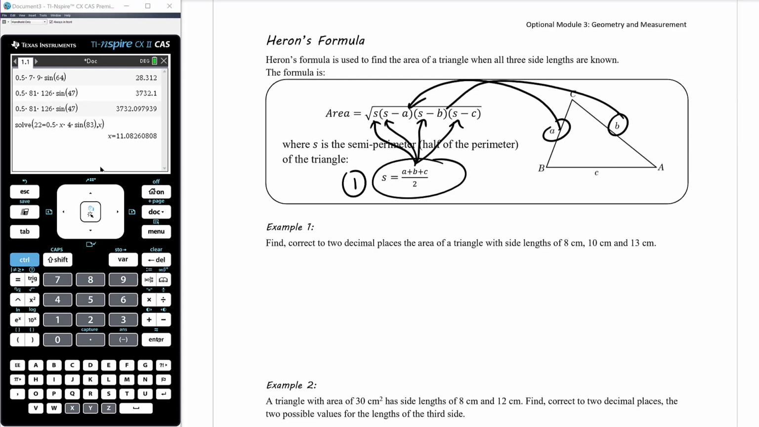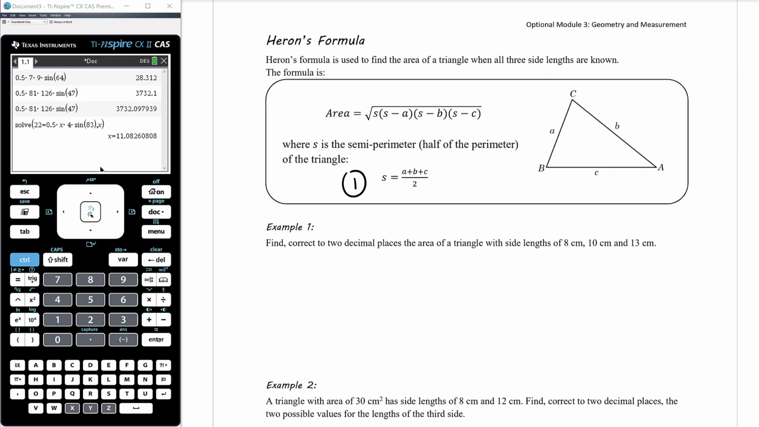So we work out the s value first, which is adding all the side lengths together and dividing them by 2. It's called the semi-perimeter, half of the perimeter. That's why we use the letter s. So the perimeter would be a plus b plus c, and obviously dividing it by 2, we're getting half the perimeter. So find correct to 2 decimal places the area of a triangle with side lengths of 8, 10, and 13 centimetres. So we first work out what s is, the semi-perimeter. We add together the 3 side lengths and divide by 2. So that is 33 divided by 2, or as a decimal, if we want, that's going to be 16.5.